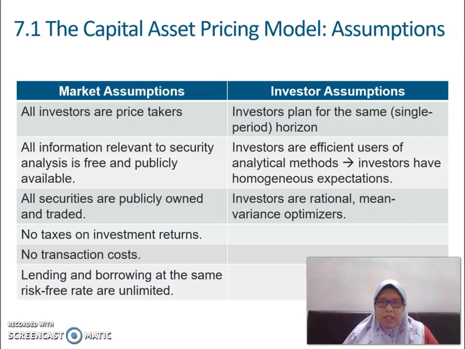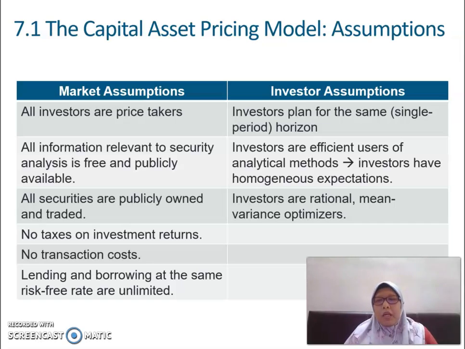On investors' assumptions, investors plan for the same single period horizon. It means that when investors have a portfolio, the stocks in the portfolio are pooled together to be invested at the same time, selling and buying at the same time. It is not like stock A you buy in January, stock B you buy in February, and stock C you buy in March. No, we assume that all stocks A, B, C are bought at the same time.